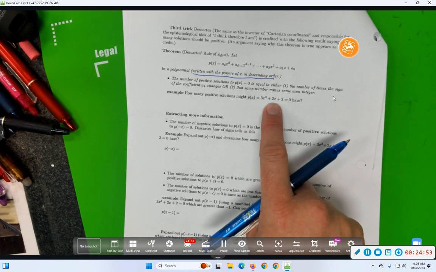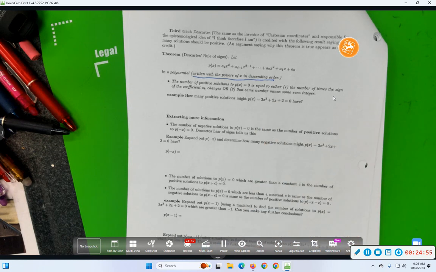So here is a degree 3 polynomial. In fact, it's the one on the previous page. According to Descartes' law of signs, let's compute how many positive solutions this might have. That means we need to compute how many times the coefficients change sign.